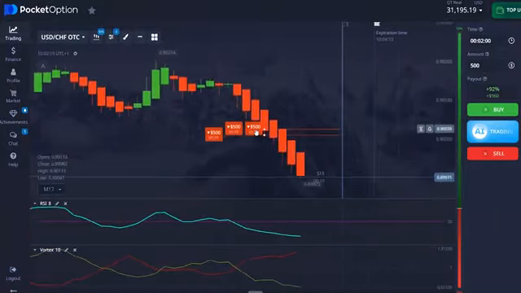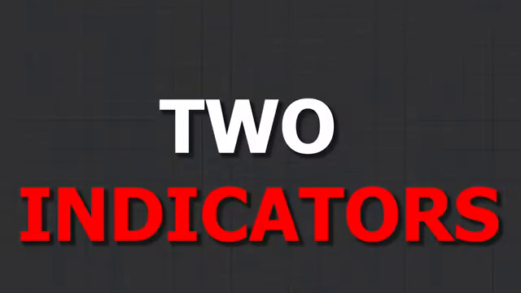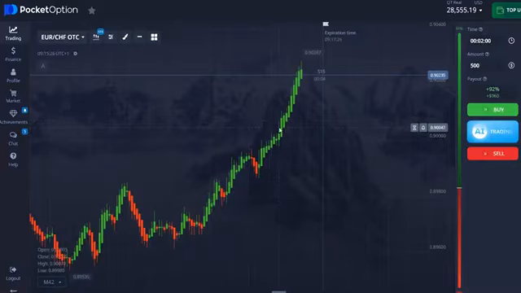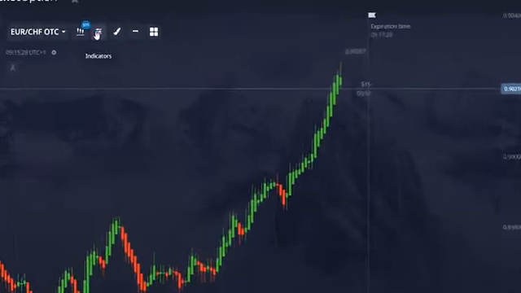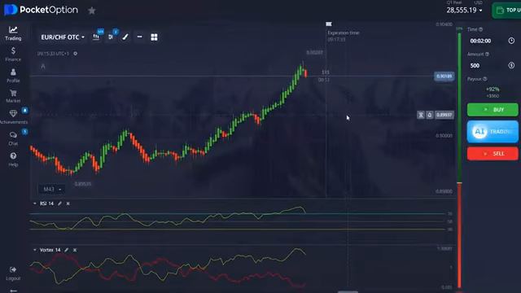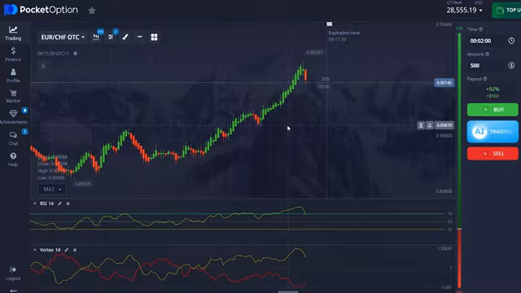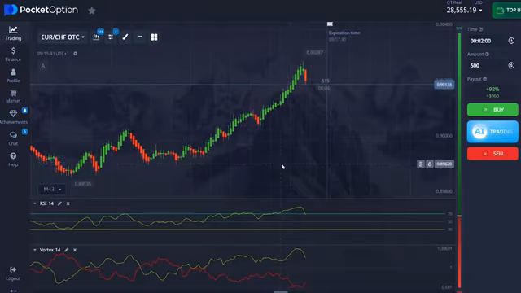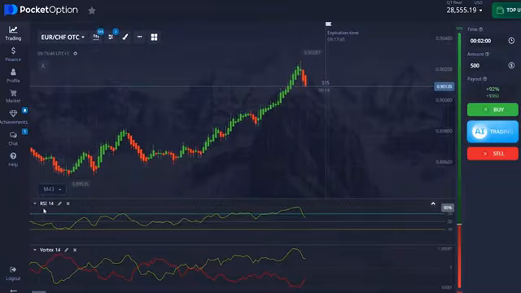This particular strategy comes with just 2 indicators. What we need to do right here is to set up our indicators. We're going to come over to our indicators section. So we're going to make use of RSI and Vortex indicators. Those are the 2 indicators we're going to be using with this particular strategy. So the first thing we need to do is to set up our indicator settings. So we're going to come over to the first indicator, which is the RSI. So we're going to come right here.